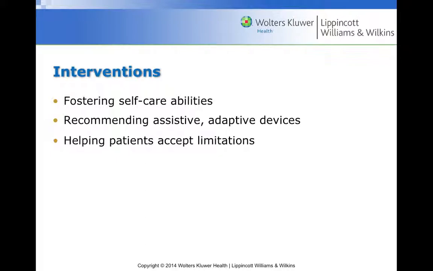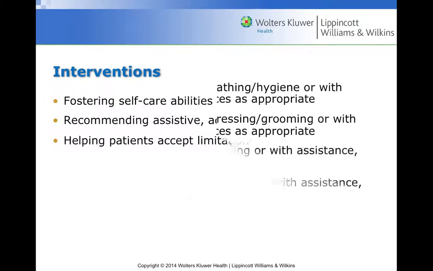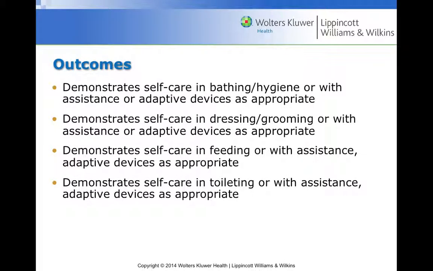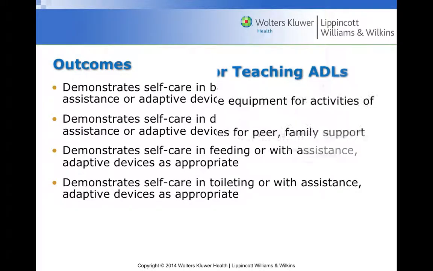of being independent. When we look at outcomes, these are some common outcomes, especially when we're looking at that self-care deficit. If they're able to demonstrate bathing and hygiene, dressing and grooming, feeding themselves, or being fed with assistance, toileting independently, or even toileting with assistance or those assistive devices.